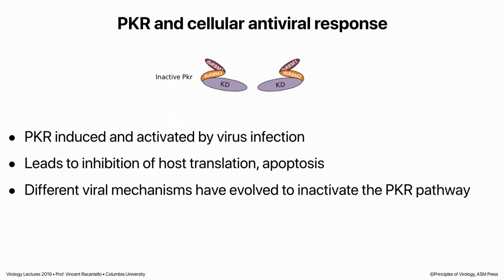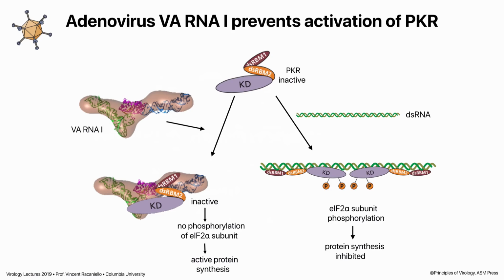As I said, there are many ways for viruses to interfere with this pathway, because if they don't, they're not going to make it. This PKR antiviral pathway is so powerful that if viruses don't encode antagonists, they're finished. So here's one example. Adenovirus encodes a small RNA called VA RNA1 that prevents the activation of PKR.